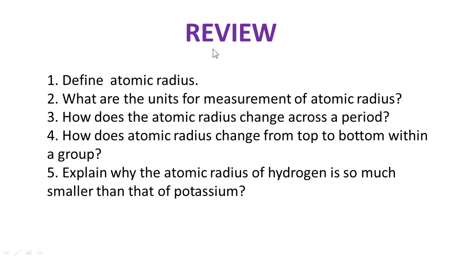Okay, now it's time for revision. Can you answer these 5 questions? Question 1. Define atomic radius. Question 2. What are the units for measurement of atomic radius? Question 3. How does the atomic radius change across a period? Question 4. How does the atomic radius change from top to bottom within a group? Question 5. Explain why the atomic radius of hydrogen is so much smaller than that of potassium.